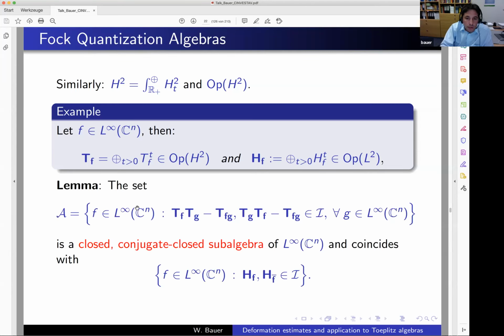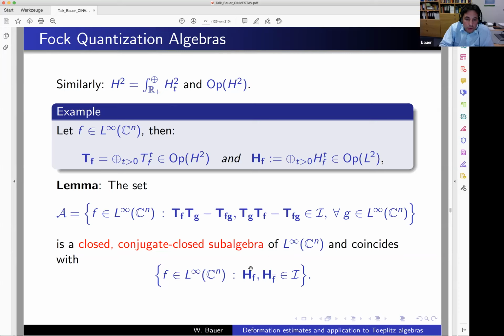And now we consider the following set. We look at all functions f, L-infinity functions, such that the semi-commutators of these two operators here, so we consider them, so to say, on all weighted spaces simultaneously, are in this ideal I. And this should be true for any bounded function g. And then it can be easily seen that that actually is not just a set, it's even an algebra. It's a conjugate closed subalgebra of L-infinity.